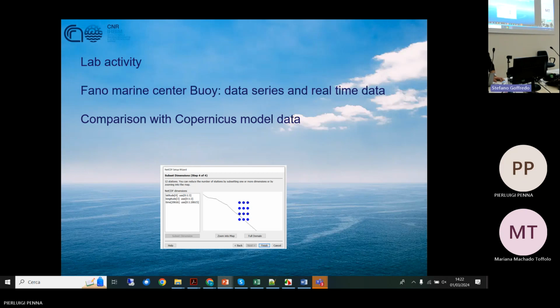Okay, switch to lab activity now. We close this part, so we complete the puzzle with in situ, satellite, and model. Now switch to some applied science.